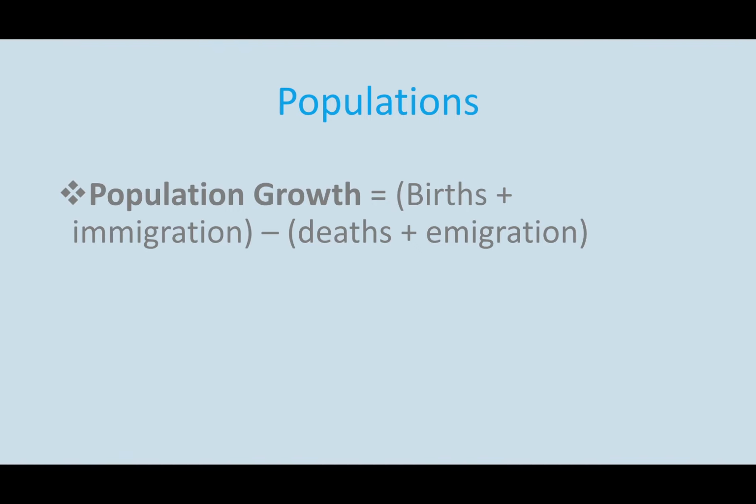So overall, population growth can be written down as an equation of basically the births plus immigration minus the deaths plus emigration. So basically, the amount of individuals increasing minus the amount of individuals decreasing is going to equal your overall growth. If you have more increase than decrease, your population is going to be growing. But if you have more decrease than increase, your population is going to be declining.